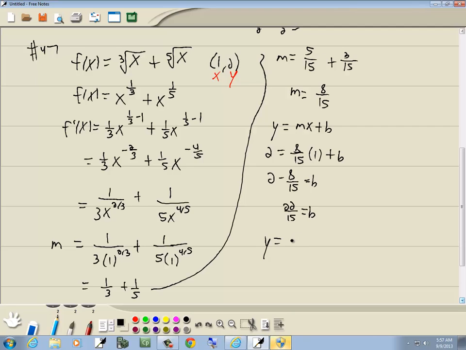And then we actually want to write our answer down. We plug in the m we found. M we said was 8/15. And we plug in the b we found, which is 22/15. And that's our answer.